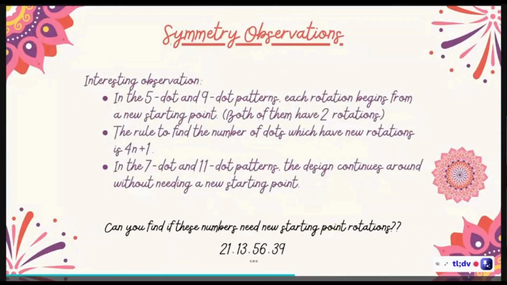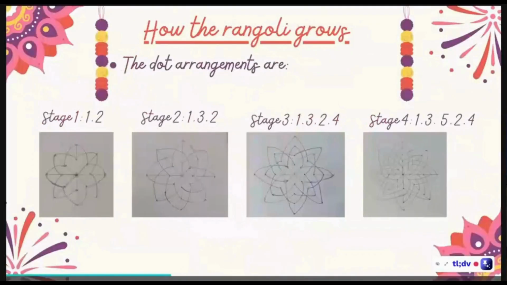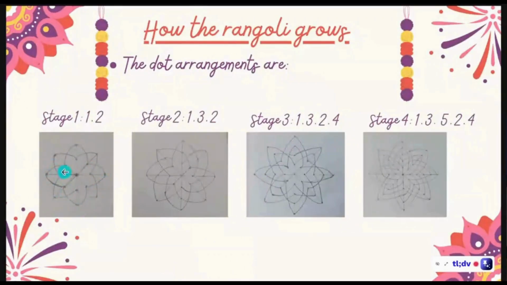In the 5 and 9 dot patterns, the observation I made is each rotation begins from a new starting point. So if you start at one dot, you have to end at that dot, and then you have to go to the next dot which is available. I think stage 1 would be more understandable. We have to go to the next dot which is available and start there and end there. This applies for stage 1 and 3.